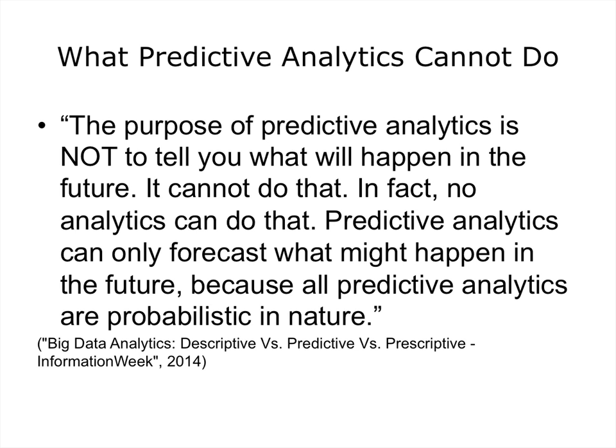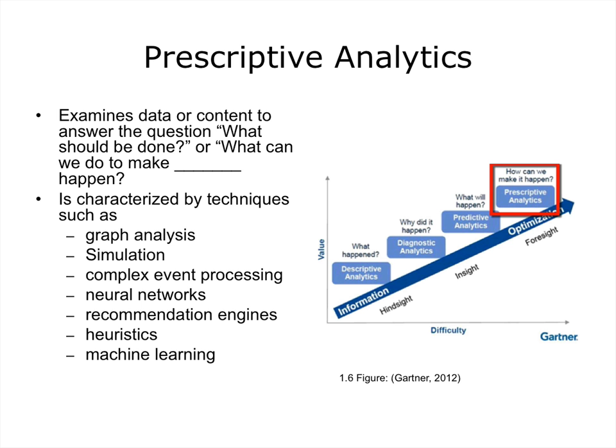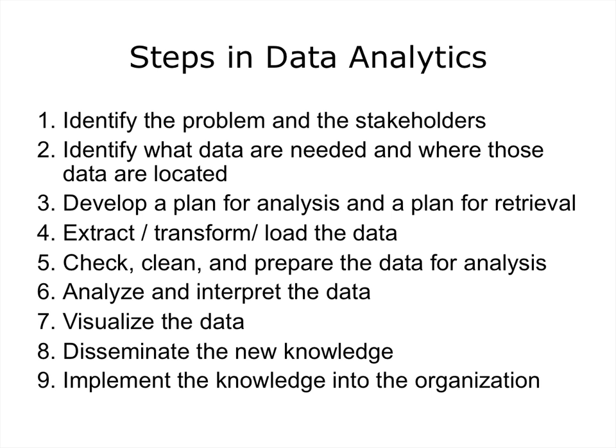This brings us then to the highest level of analytics, which is prescriptive analytics. Gartner defines prescriptive analytics as a form of advanced analytics which examines data or content to answer the question, what should be done? Or, what can we do to make something happen? And is characterized by techniques such as graph analysis, simulation, complex event processing, neural networks, recommendation engines, heuristics, and machine learning. Now let's look at the steps in data analysis in more detail.